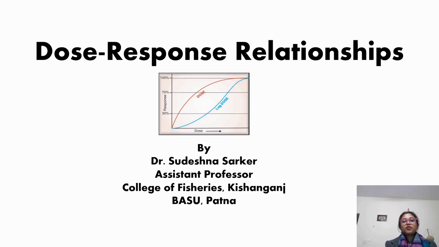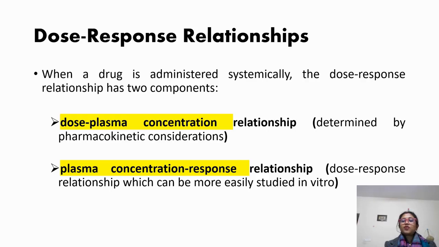Today we will learn about dose-response relationships. When a drug is administered systemically, the dose-response relationship has two components. What are they? Dose-plasma concentration relationship and plasma concentration-response relationship. The first one is determined by pharmacokinetic considerations, whereas the second one, which is more about dose-response relationship, can be easily determined in vitro.